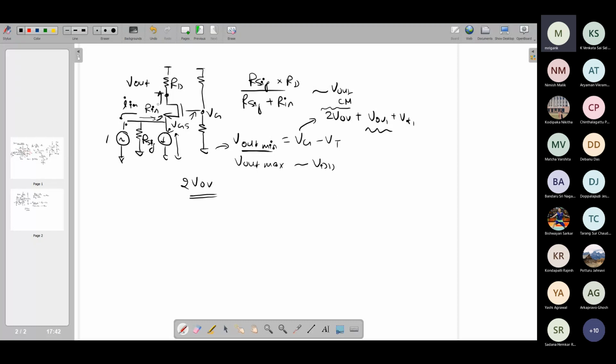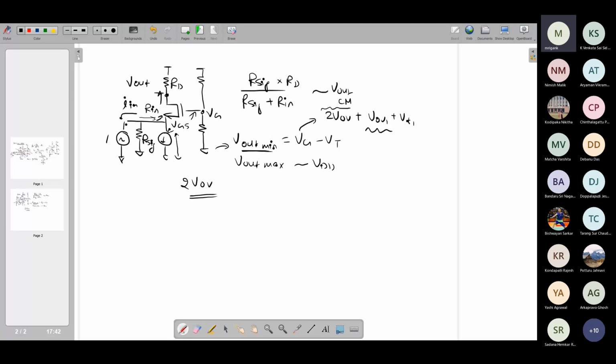Now, of course, if you go on increasing the W by L, you will have other issues. Although you are probably able to reduce the impedance, we also have to look at the capacitance. The overall frequency bandwidth required for the circuit will suffer if you increase the device size too much. That also you should be aware of. So both things we have to check.